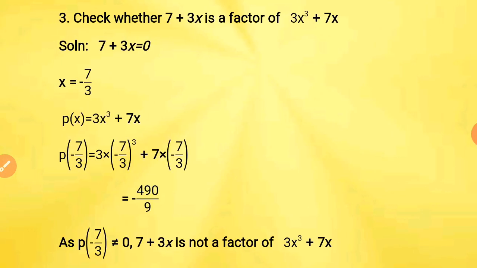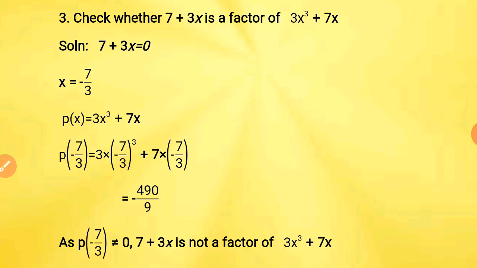Now the third question, check whether 7 plus 3x is a factor of 3x cube plus 7x. Again we have equated the divisor to 0 and we got the value of x to be minus 7 by 3. Then you will see that the polynomial is written and in place of x we have substituted minus 7 by 3. Do all the computation and you get the solution, that is the remainder in this case is minus 490 upon 9.